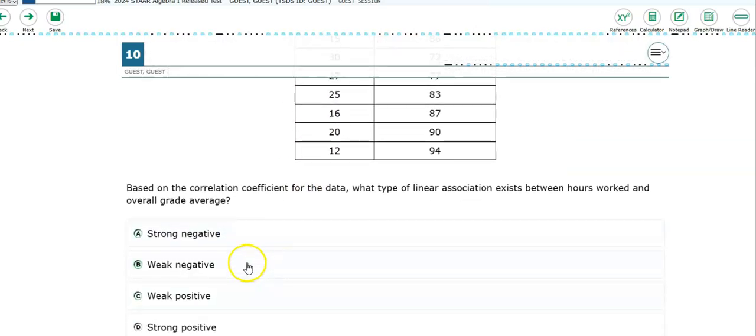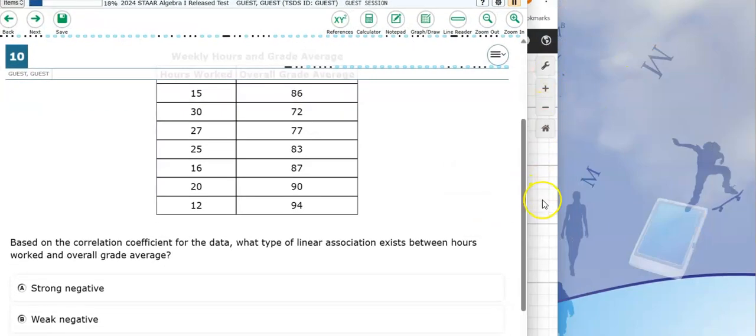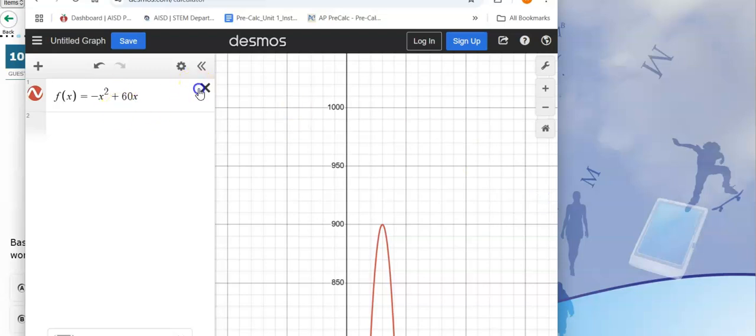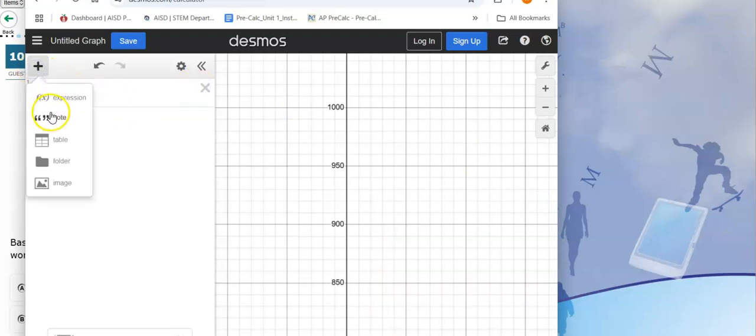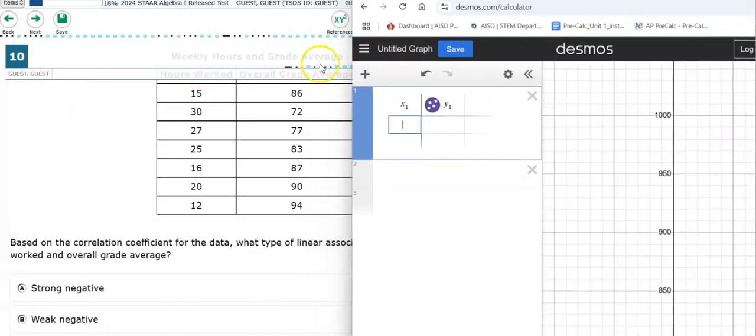The negative ones mean the line would look like it's going down. The strong and weak has to do with how close the points are to the line. So I'm going to go to Desmos and do that. Okay, so here I'm in Desmos. I press the plus sign because I'm going to make a table that mimics exactly what's in these.